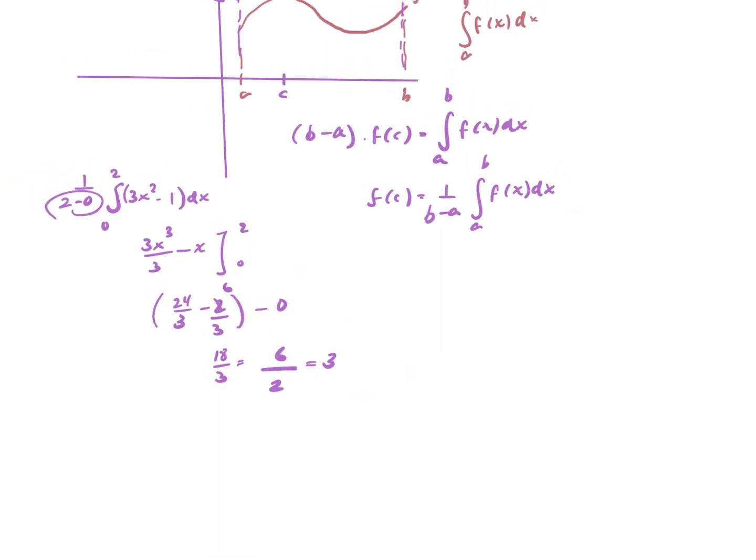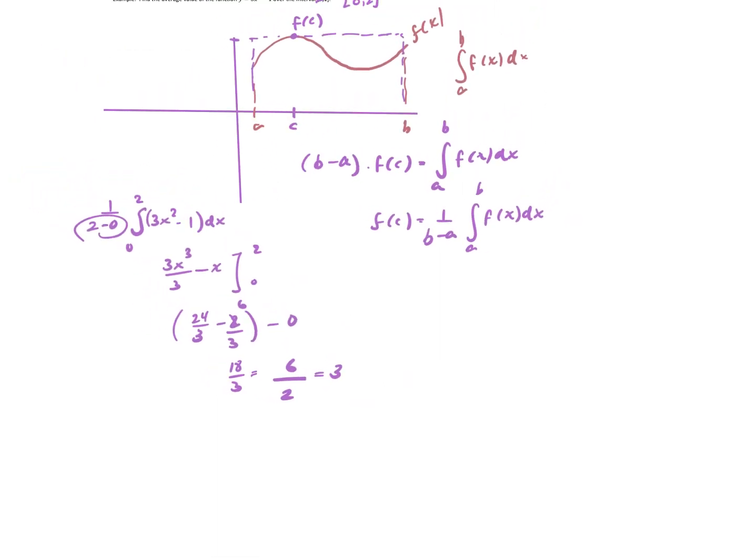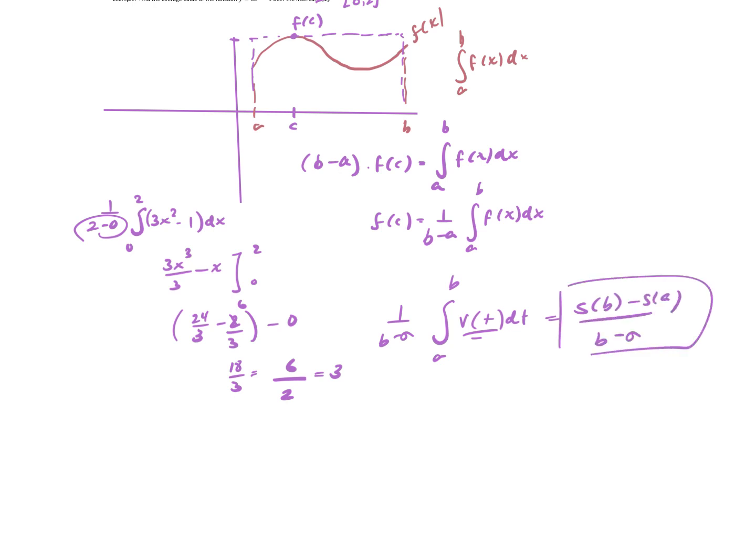In terms of particle motion, I really just call this a fancy slope formula. If we were to integrate velocity, let's say v of t dt from a to b, 1 over b minus a. When you integrate velocity, you get position. So you get s of b minus s of a over b minus a. So that is really just a formula for slope.